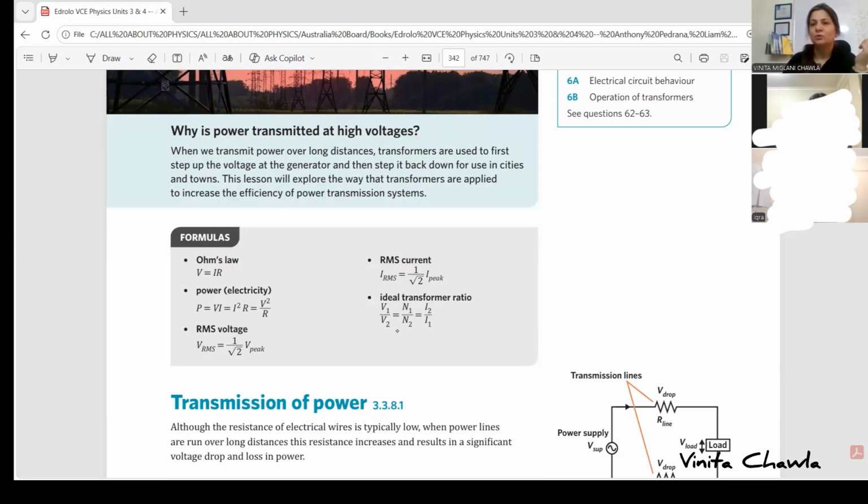So V1 by V2 is, V1 that we had taken was the voltage of the primary coil, and V2 is the voltage of the secondary coil. N1 is the number of turns in the primary, N2 is the number of turns in the secondary. I2 is the current flowing through the secondary, and I1 is the current flowing through the primary. So here we can see that current is inversely related, and voltage and number of turns are directly related.